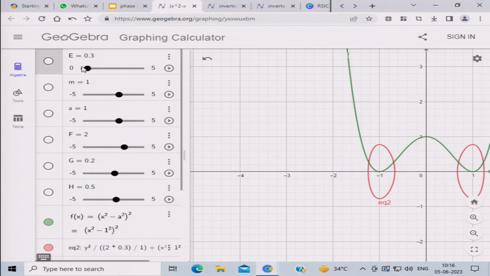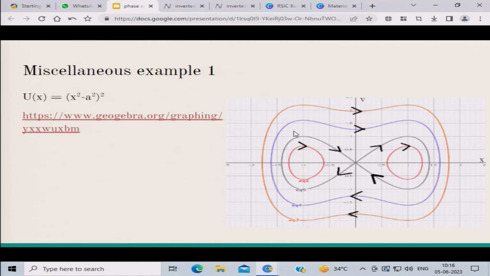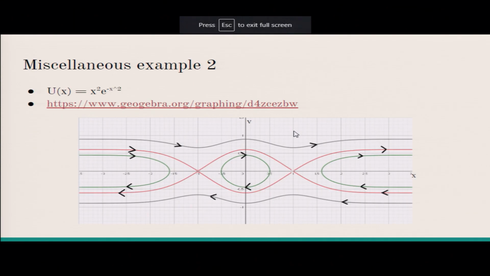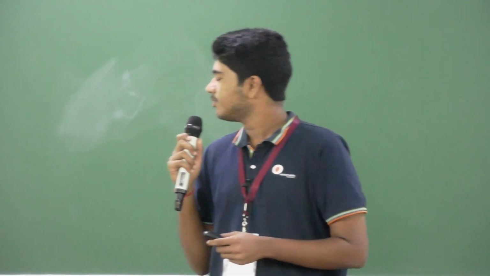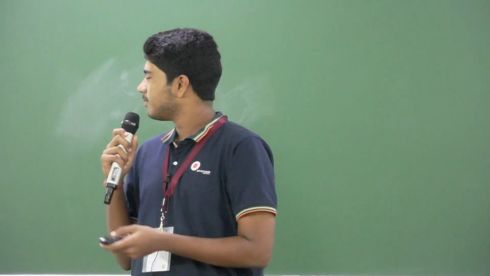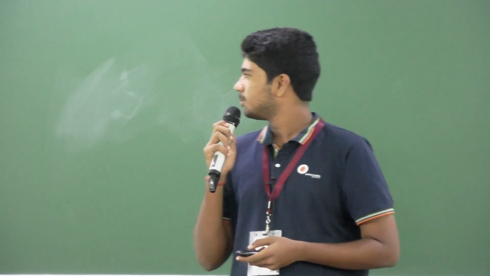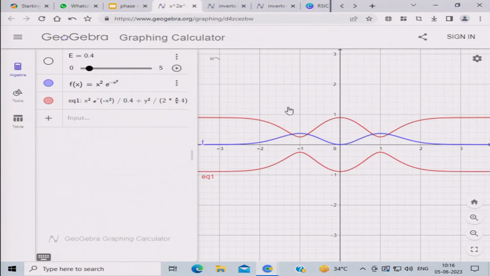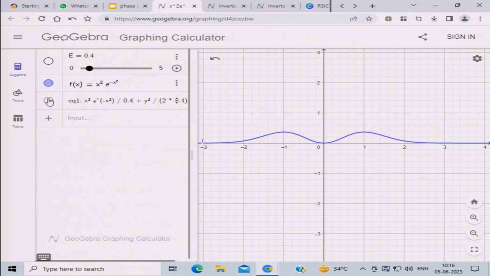And it just disappears. So we'll see the next example now. In the next example, we took potential energy to be x square e power minus x square. In this case, we get the potential energy curve to be one local minima at x equal to 0, on both sides of which there are local maxima at x equal to 1 by e. And after which the graph tends to 0 on either side of the local maxima.